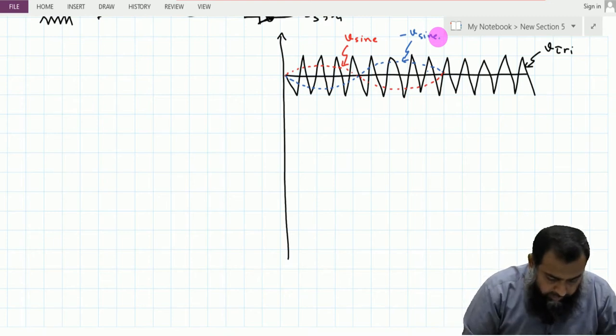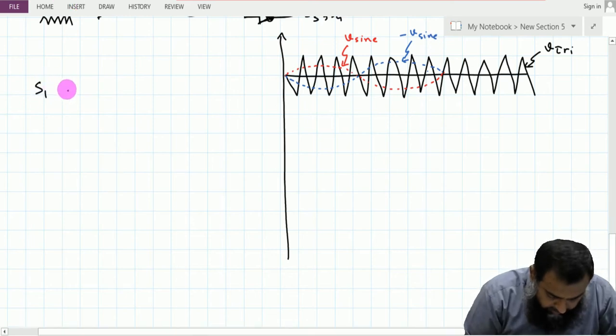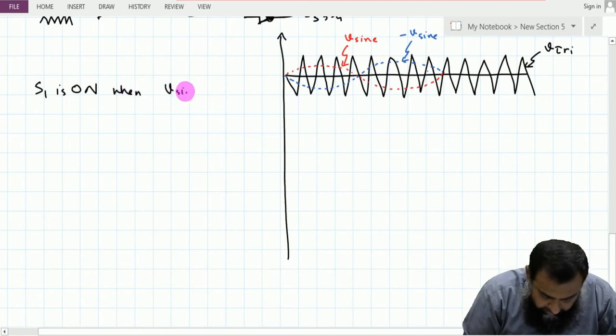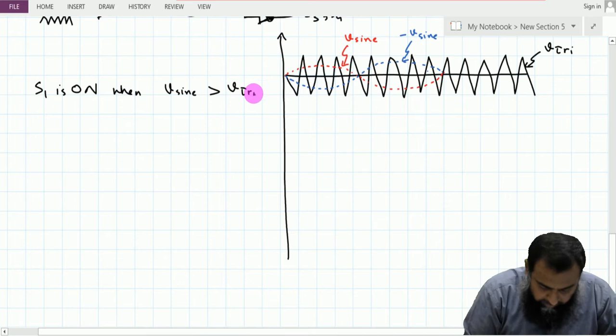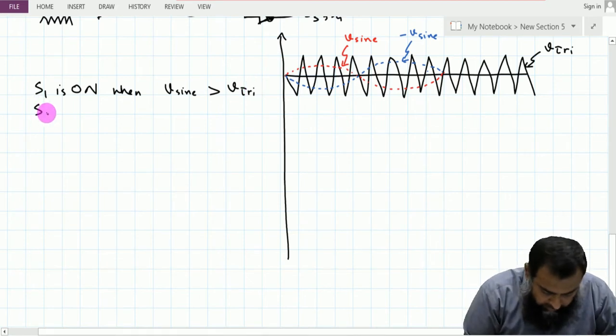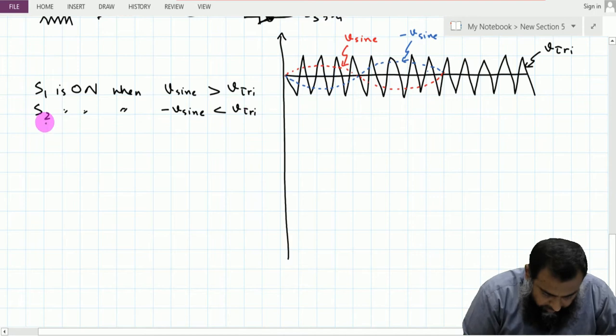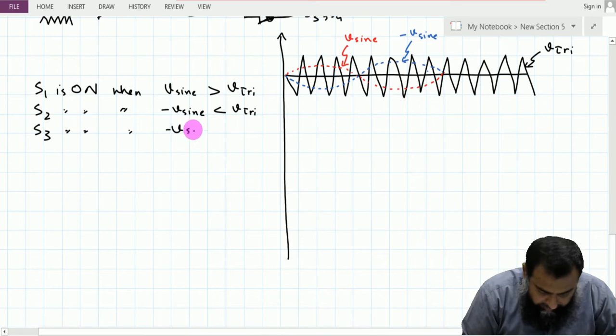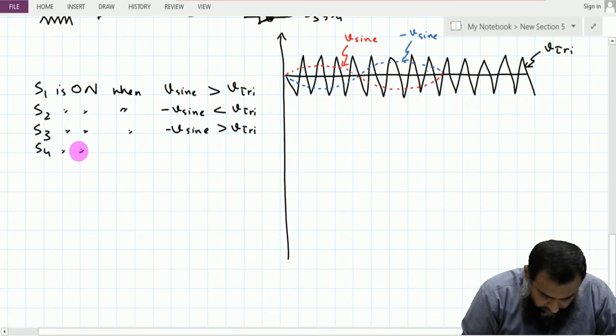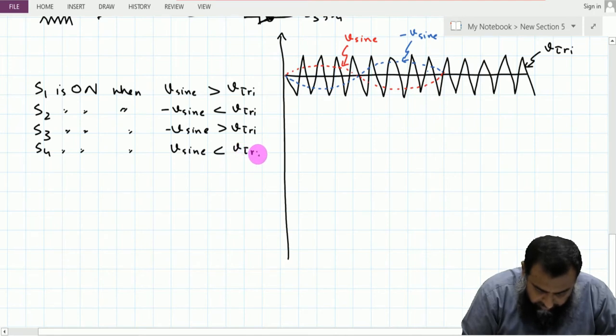The switching logic is very simple. We turn on the switch S1 if V sine is greater than the V triangular, right? We will turn on the switch S2 when minus V sine is less than the V triangular. We turn on the switch S3 when minus V sine is greater than the V triangular, and S4 is on when V sine is less than the V triangular.